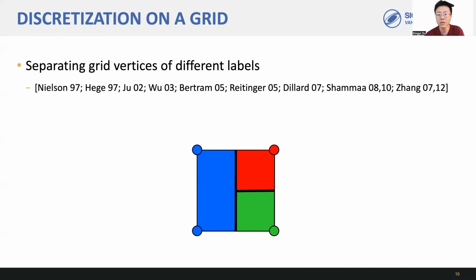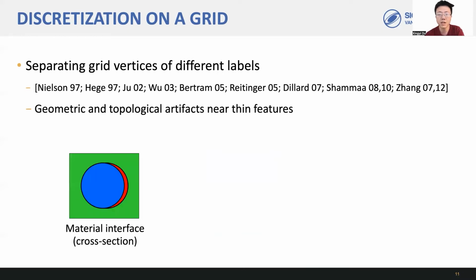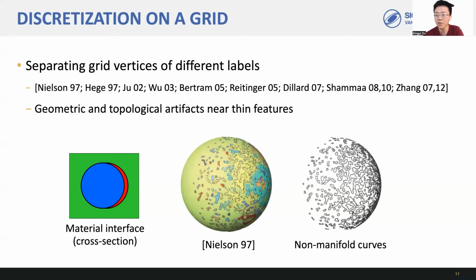While simple to implement, this approach cannot capture well a surface network that intersects a grid cell in a non-trivial way, such as having more than two intersections at a grid edge. This limitation often leads to geometric and topological artifacts in discretization, particularly near narrow and thin features. As an example, consider a 3D material interface that contains a very thin region sandwiched between two hemispheres. A 2D cross-section is shown in this picture. A label separation method would typically fail to reproduce that thin region and instead create many fragmented regions.